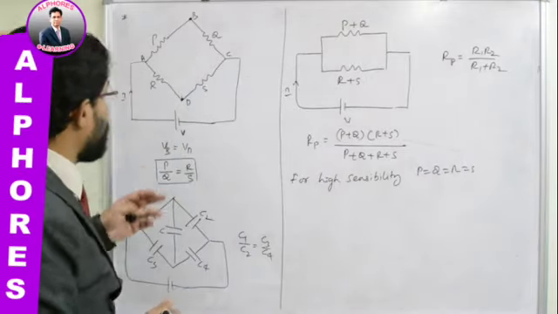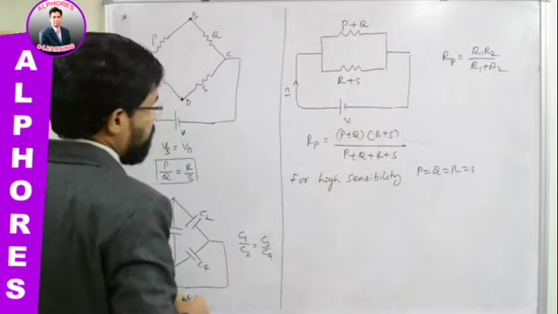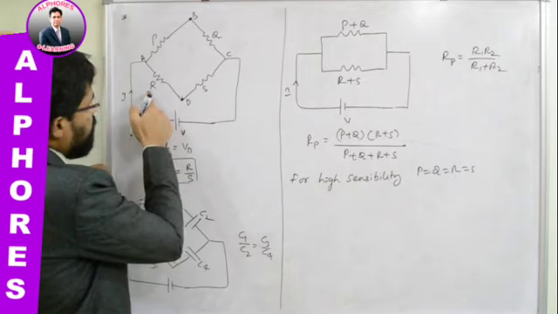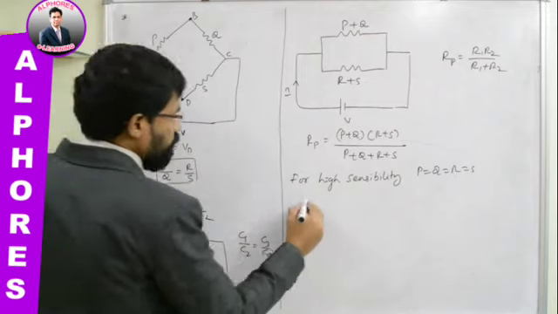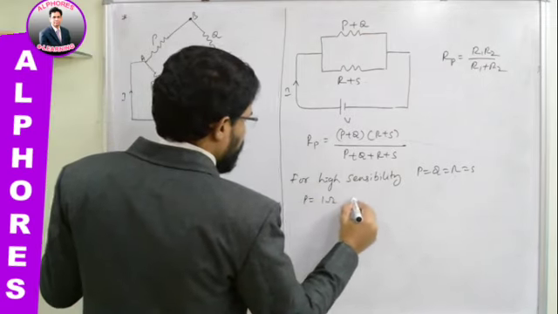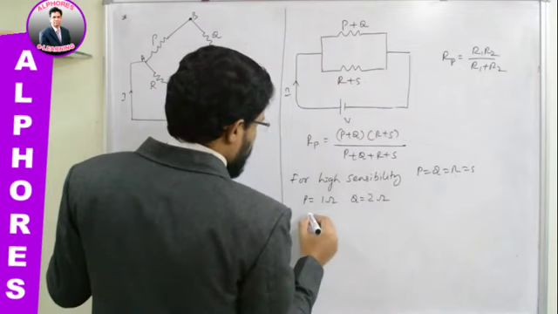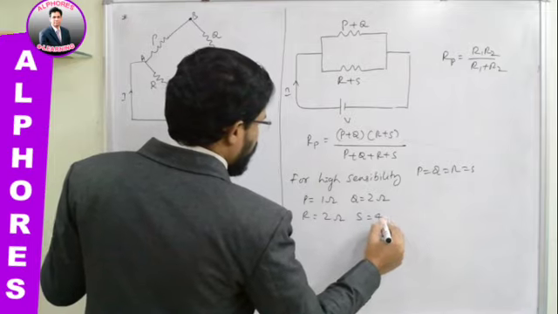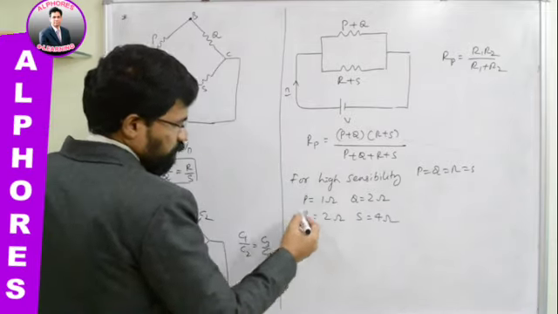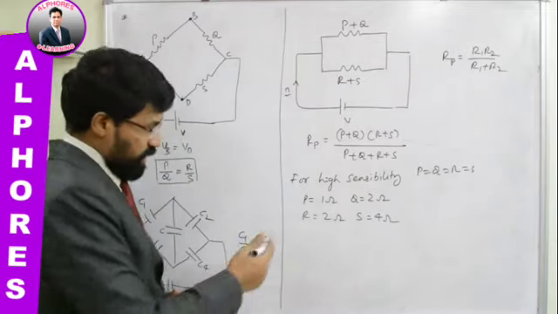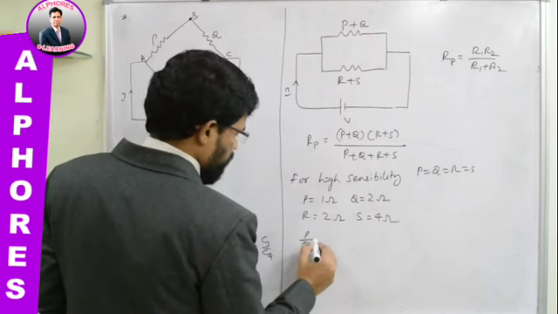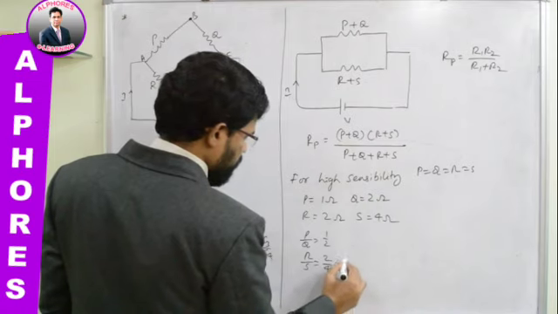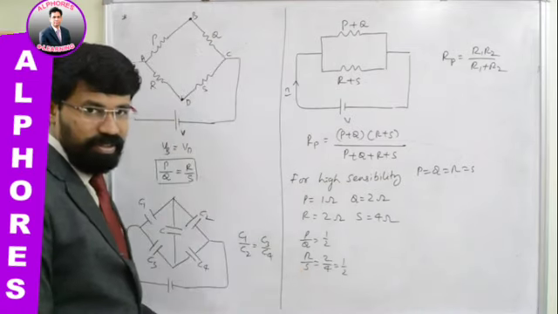For example, if you have 1 ohm here, 2 ohms here, 1 by 2, and here let us say you have 2 ohms and here 4 ohms. So P is equal to 1 ohm, Q is equal to 2 ohm, R is equal to 2 ohm, and S is equal to 4 ohm. Now, is P by Q equal to R by S or not? Yes, it is equal. P by Q is 1 by 2, and R by S is 2 by 4, which is equal to 1 by 2. So P by Q is equal to R by S, isn't it?